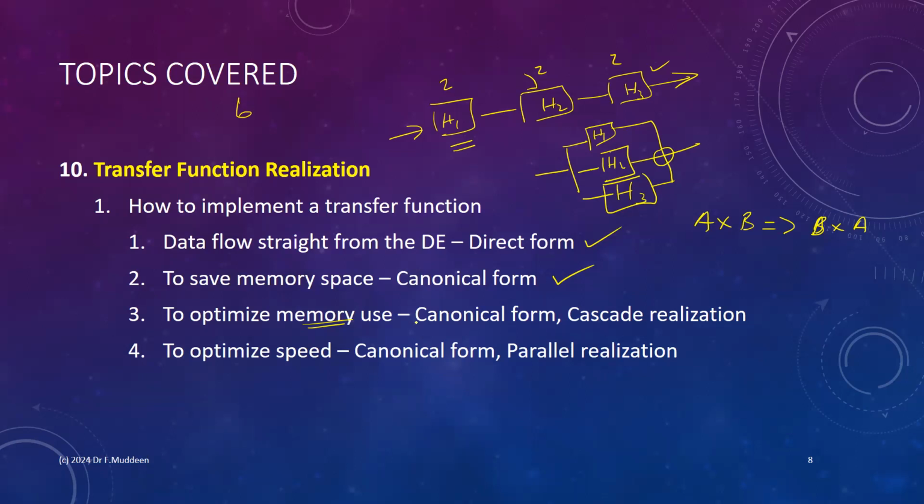All right. In the case of the parallel realization, you would take the transfer function and you split it up into parallel components. This one is your poles and zeros form. This one is your, what do you call it? Where you break it up into partial fractions.